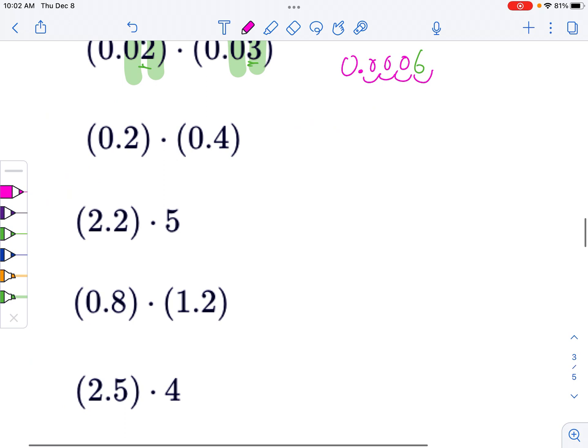Oh, that's good. All right, let's do the next one. 2, which I'm ignoring the decimals, so it's actually 2 times 4, which is just 8.